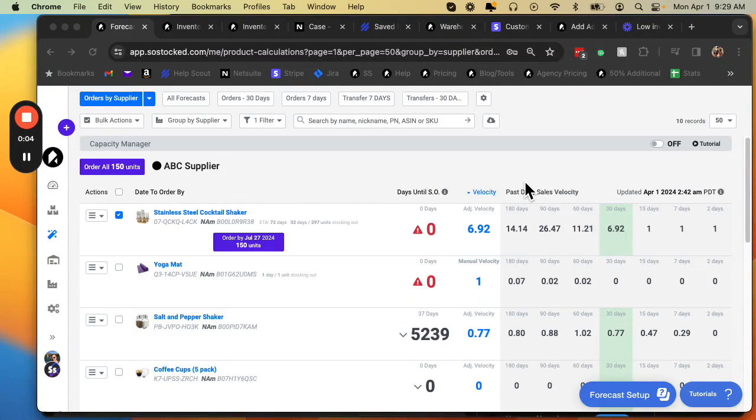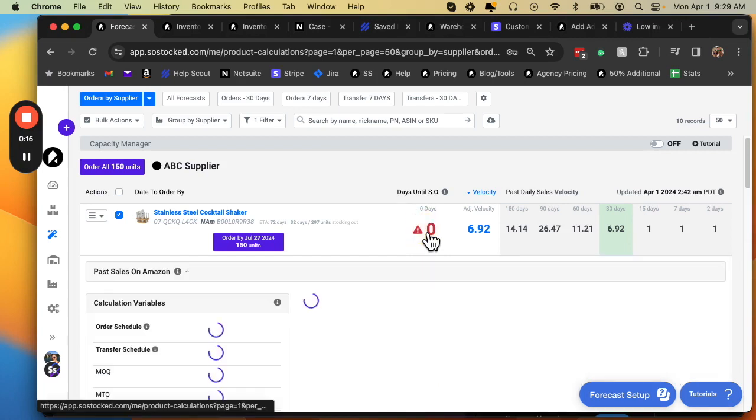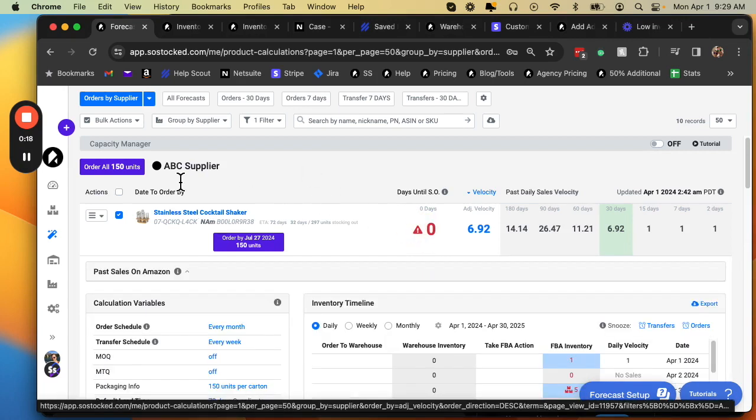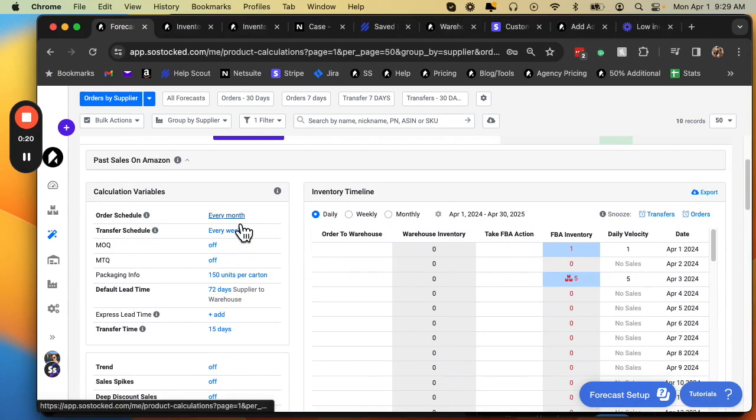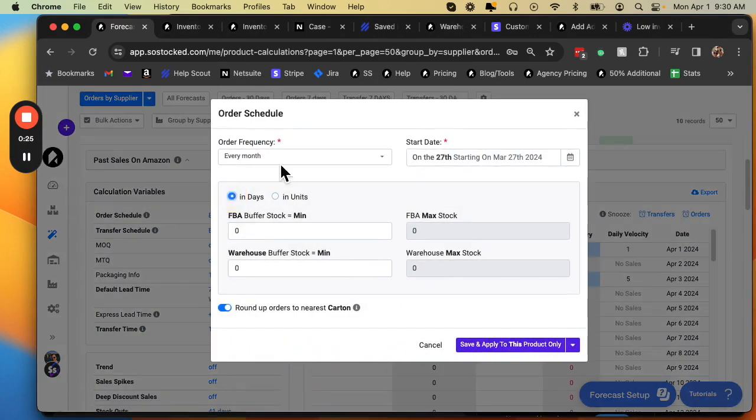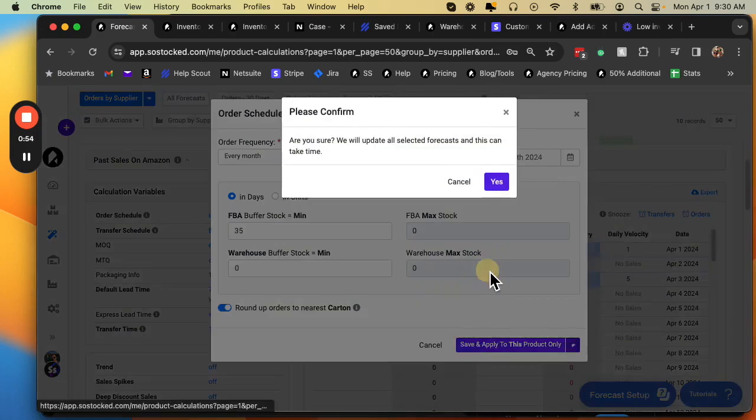We want to prevent you from getting these fees in the first place, prevent you from getting your inventory so low where this could even become a problem. And the best way to do that is to make sure you have enough buffer stock. So from your forecasts, you're going to want to come in and on your order or transfer schedule, depending on how your lead time works, you're going to want to make sure that you set your buffer stock to at least 35 days worth of supply so that you never get below that 35-day threshold as long as you follow your forecast recommendations. And then we would just come down here and save and apply to all products.